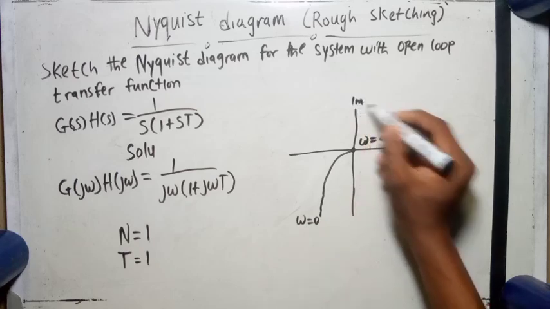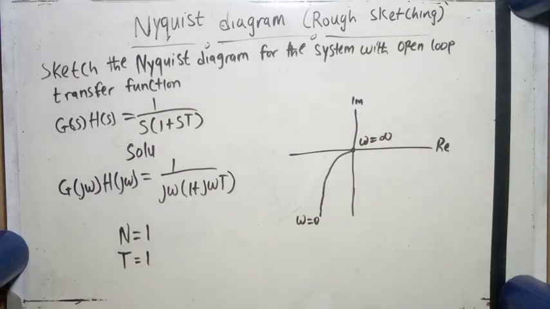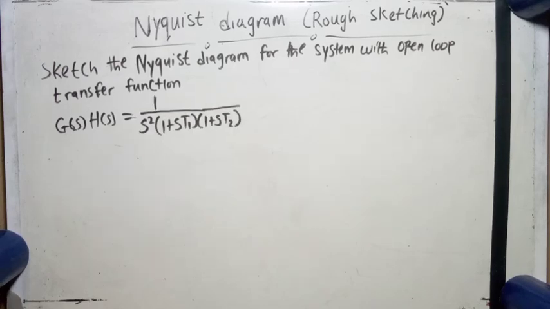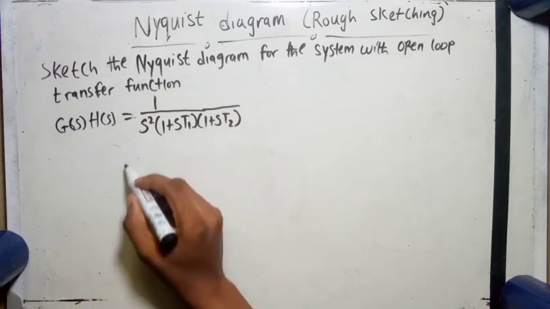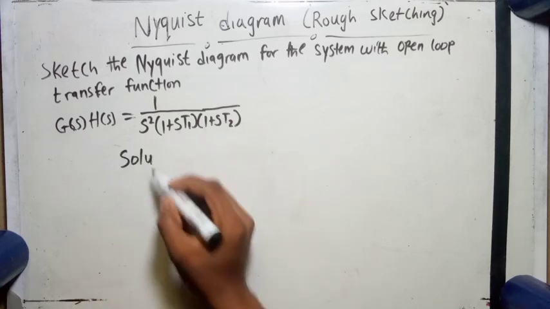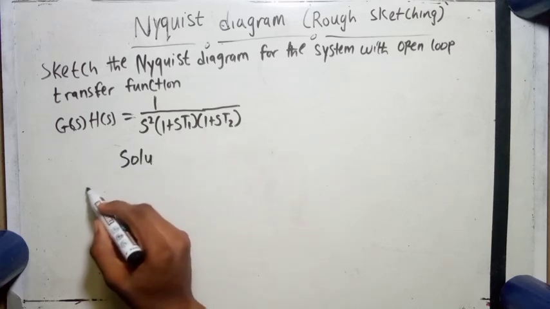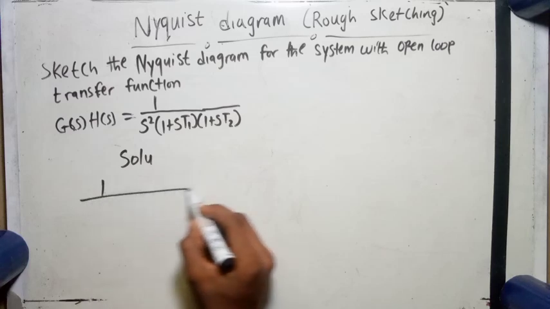Remember, here is your imaginary axis and here is your real axis. So this is a rough sketch. That's this one. Let us try another example. Okay, now let's try this one. Again, it's called a rough sketch, so accuracy is not our strong point here.